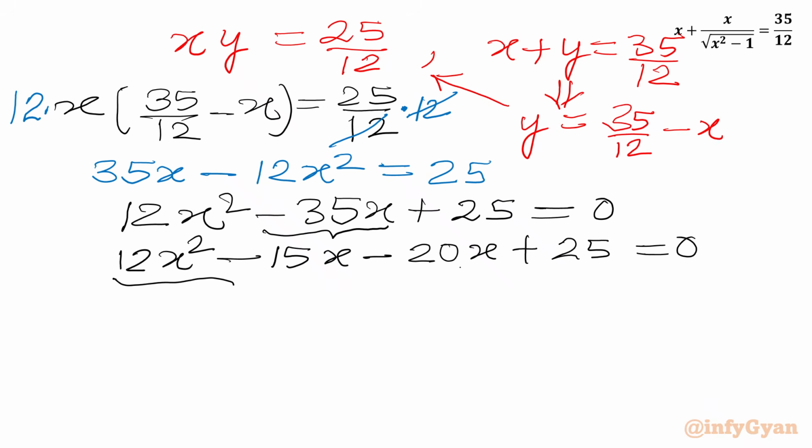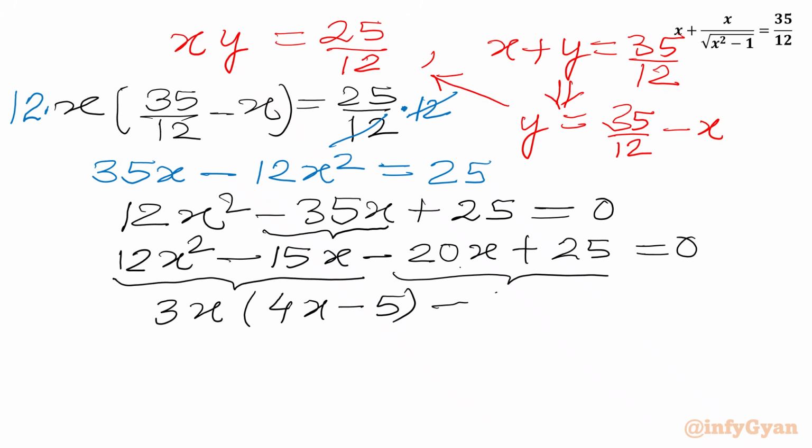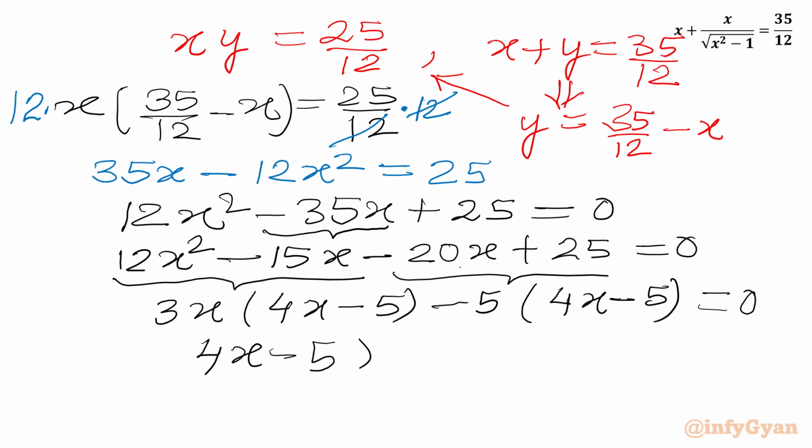Now from the first two terms we can take 3x common out. So in the bracket there would be 4x minus 5. From the next two terms we will take minus 5 common out. So in the bracket we will get 4x minus 5 once again, equal to 0. Now 4x minus 5 is overall common. So we will get 3x minus 5 in the second bracket equal to 0.